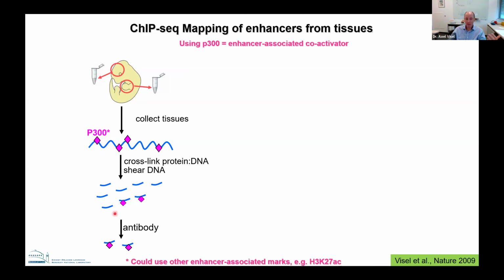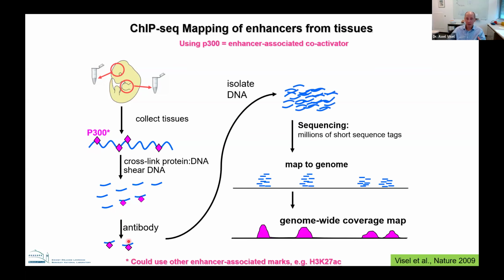The bottom line is always the same. You pull down the DNA fragments that are essentially the enhancers that are active in the tissue of interest. You can then strip off the protein and then isolate just the DNA, sequence these, map them back to the genome, and this gives you these genome-wide coverage maps where each of these peaks is presumably an enhancer active in the tissue that you put into the assay.